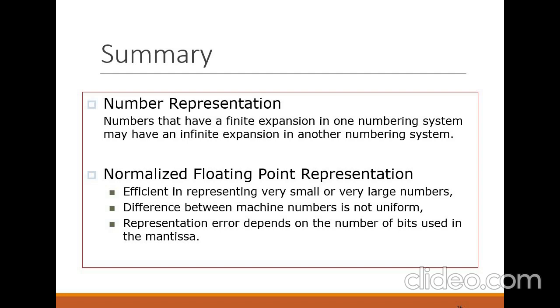These number representation systems help us to be more efficient in representing big and very small numbers. And the number that can be represented in exact form is called a machine number.